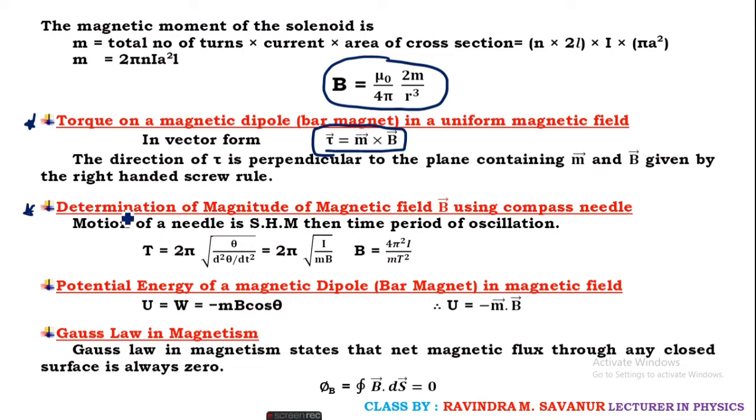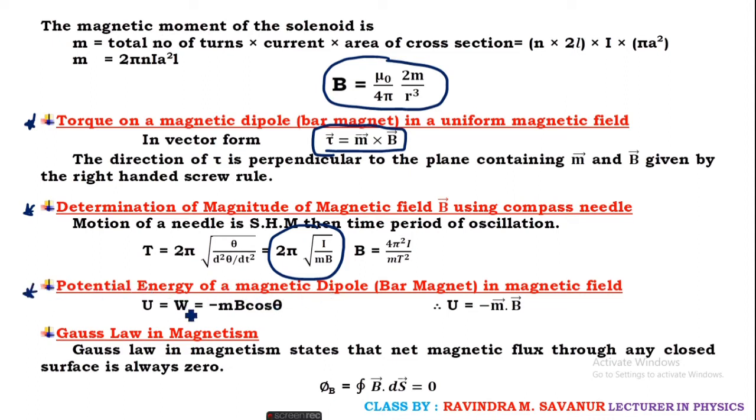The next one is the determination of the magnitude of magnetic field B using a compass needle, whose expression is given for a motion of SHM. T equals 2 pi square root of I upon mB. You remember this equation. Move on to the next one.